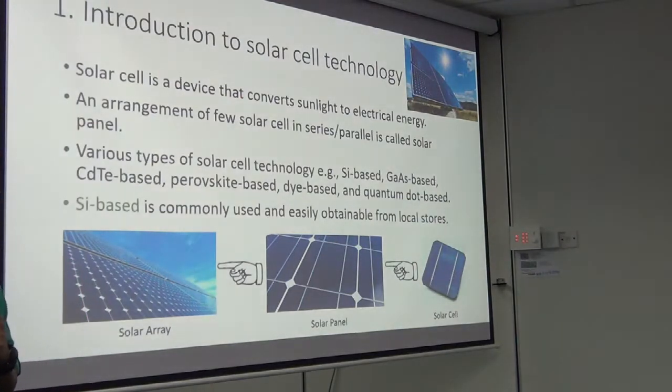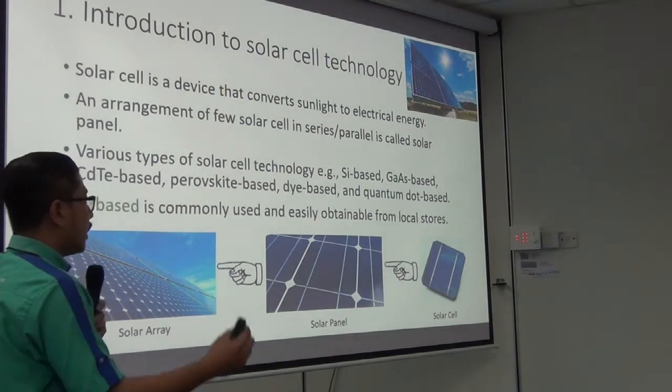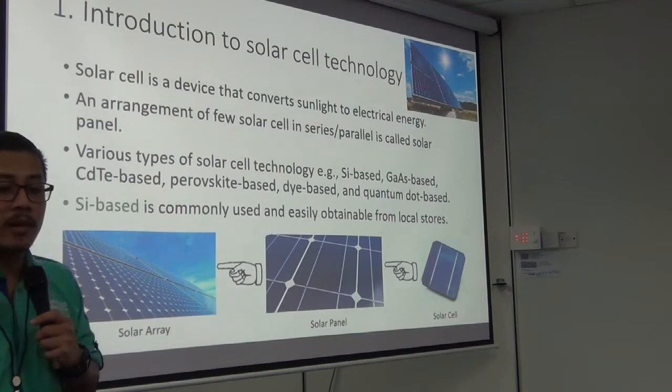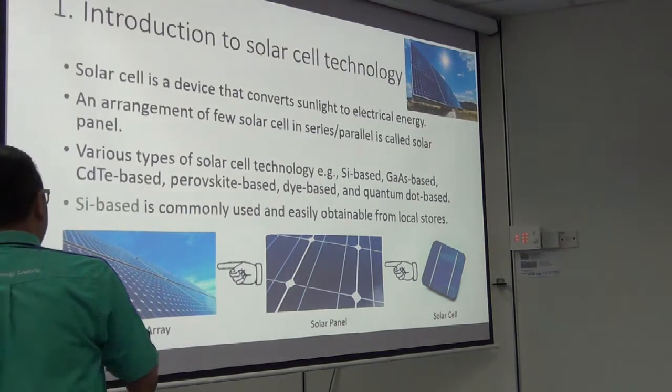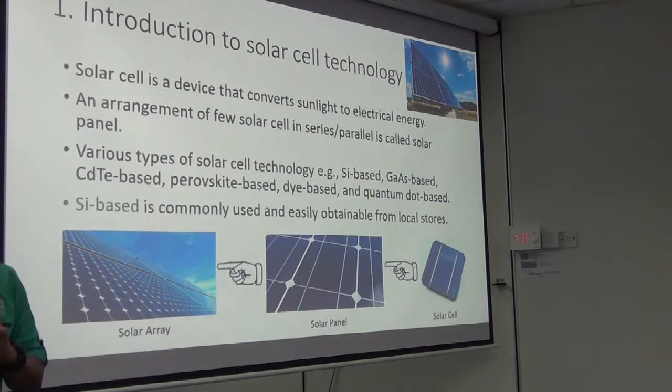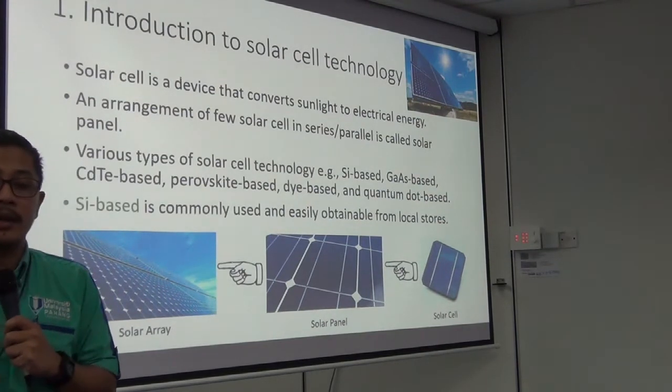Various types of solar cell technology, exempli gratia. E.g., bukan ini example, exempli gratia. Silicon based, gallium arsenide based, cadmium telluride based, perovskite based, dye based, and quantum dots based. We have so many technologies, some of them are not listed in this sentence. Well, the silicon base is commonly used and easily obtainable from local stores. So from solar cells, we could connect them in series or in parallel, and they become a solar panel. And when we connect the solar panels in series or parallel, we get a solar array, a bigger type. Assembly of solar panels is called a solar array.